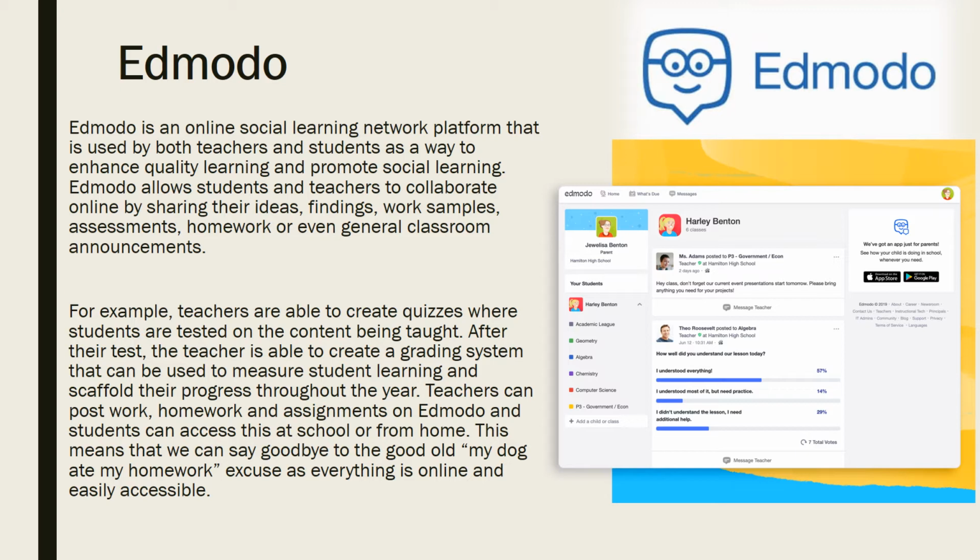For example, teachers are able to create quizzes where students are tested on the content being taught. After their test, the teacher is able to create a grading system that can be used to measure student learning and scaffold their progress throughout the year. Teachers can post work, homework, and assignments on Edmodo, and students can access this at school or from home. This means that we can say goodbye to the good old "my dog ate my homework" excuse, as everything is online and easily accessible.